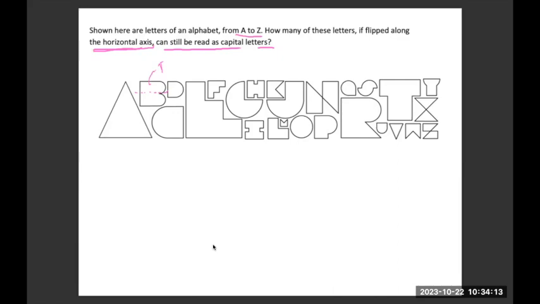A, wrong answer. Kushi, wrong answer. Yesha, wrong answer. Palak, Kavya, wrong answer. Okay.